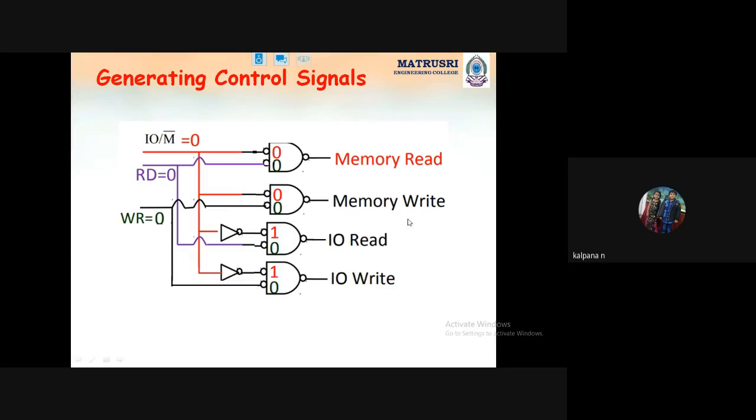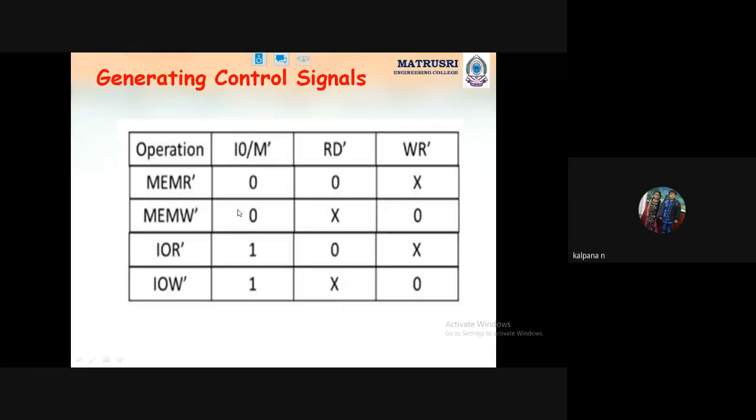Second, memory write and IO write. Memory write and IO write mean the processor can load the information into the IO devices or memory. Loading means storing. Okay, right? So these four operations will be done. How will these four operations be done? Based on this truth table.